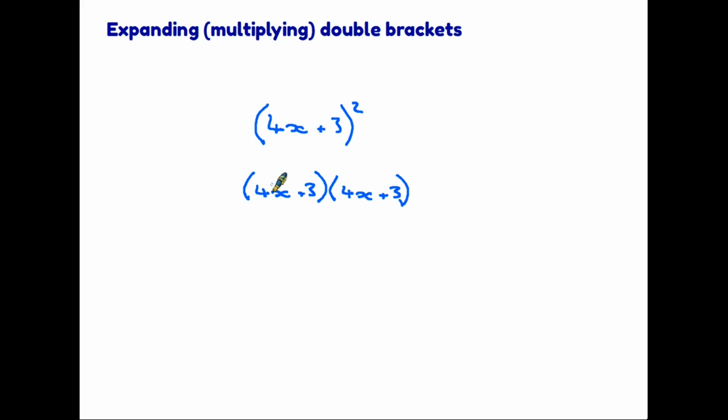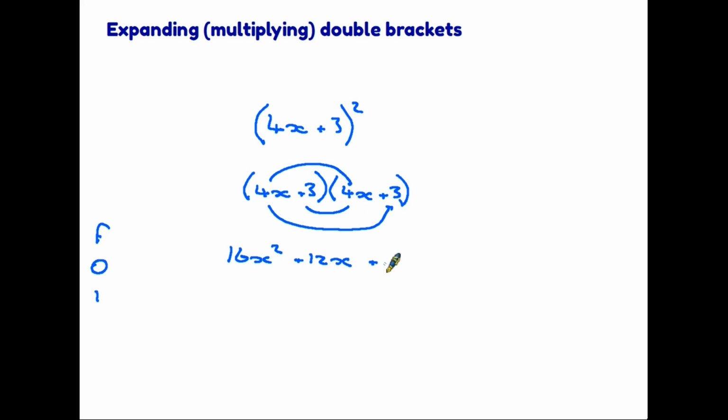So now we have 4x times 4x, that is the F from FOIL, so that becomes 4 times 4 is 16, and x times x is x squared. We then look at the outer two, which is the 4x times the 3, so we have 4 times 3 is 12x. We then have the inner two, which is 4x times 3 again, so we have another plus 12x. And finally the last two are the 3 times the 3, and 3 times 3 is 9.